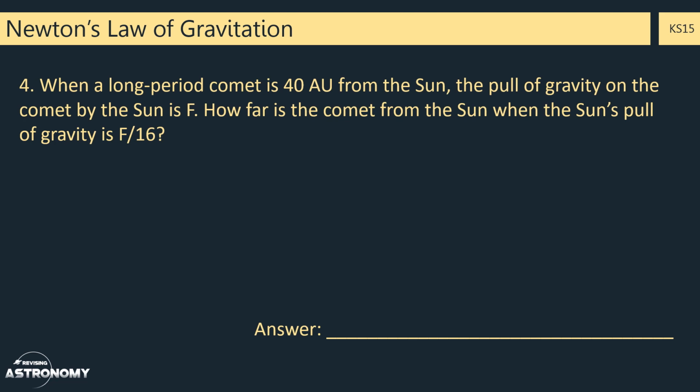When a long period comet is 40 astronomical units from the Sun, the pull of gravity on the comet by the Sun is F. How far is the comet from the Sun when the Sun's pull of gravity is F divided by 16? So for doing this, we need to work out the square root of 16, which equals 4. When it's going to be weaker, it'll be 4 times further away. So 40 astronomical units times 4 is 160. So the answer is 160. It'll be 160 astronomical units away for the force of gravity to be 16 times weaker.